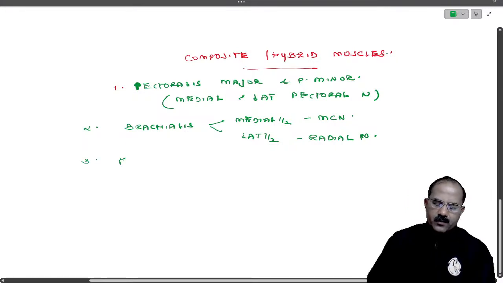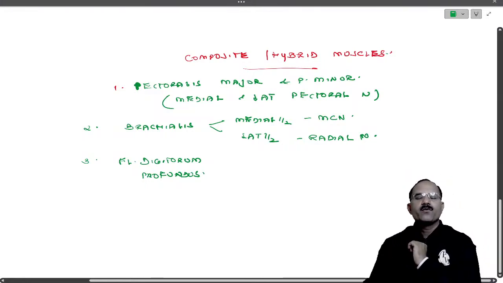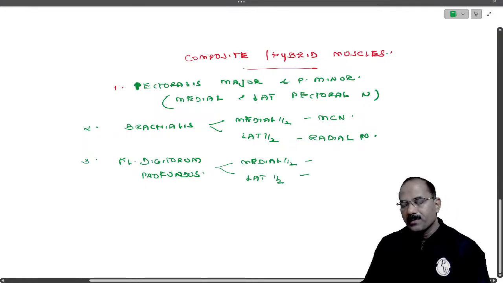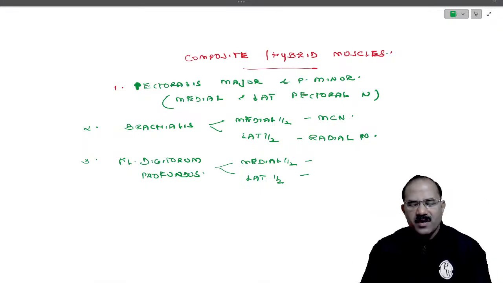Number 3 is the flexor digitorum profundus. This is a muscle in the forearm. Flexor digitorum profundus का nerve supply क्या है? Any guesses? बोलो बच्चों, if you know this. Medial half, lateral half. So medial half is supplied by which nerve? We've just seen this ना, अभी देखा है हमने.